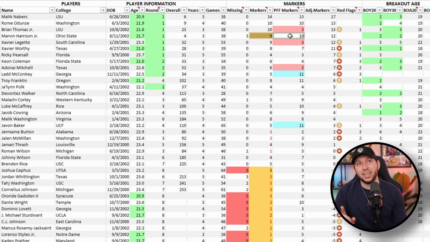Where it starts to get fun is when you are so far and away better than my marker system on Pro Football Focus, or so far and away worse than my marker system on Pro Football Focus. And those are the really, really fun players that we're going to be talking about here. So you can thank Ladd McConkey for a lot of this, because Ladd inspired a lot of the reasons to use Pro Football Focus for me.